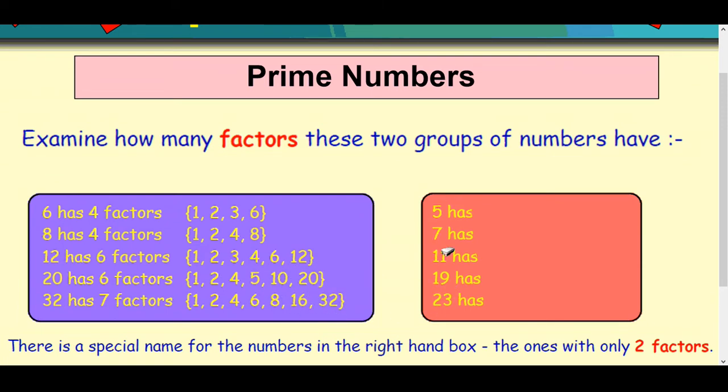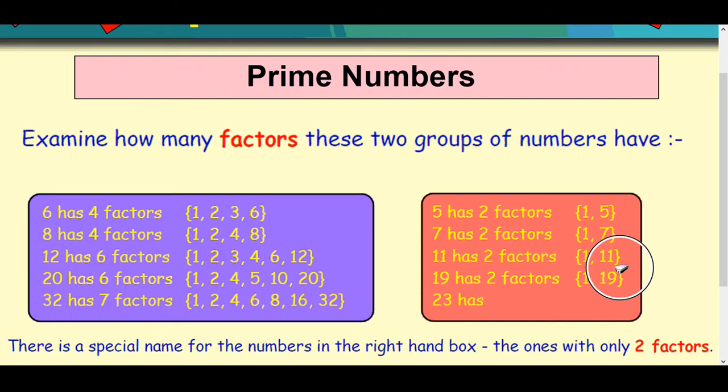If you look at these numbers, 5, 7, 11, 19, and 23, then 5 has only got 2 factors, 1 and 5. 7 has only got 2 factors, 1 and 7. 11 has only got 2 factors, 1 and 11. And you can probably see a pattern happening here. 19 has only 2 factors, which is 1 and 19, and so does 23. So these numbers and all their factors have always got 1 as well. One of their factors is 1, so 1 times something, 1 times something, 1 times something.